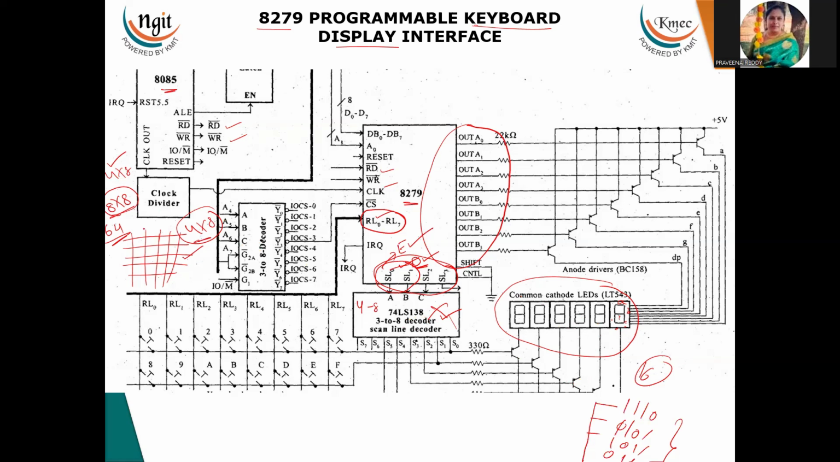But if you want to extend the keyboard keys, and if you want to extend the 7 segment display, then you have to connect the external IC. That may be a 3 to 8 decoder or 4 to 8 decoder, depending upon the requirement, how many 7 segment displays should be displayed. So if we are connecting the external IC, then that is called the encoded mode. So this is about the circuit connection.